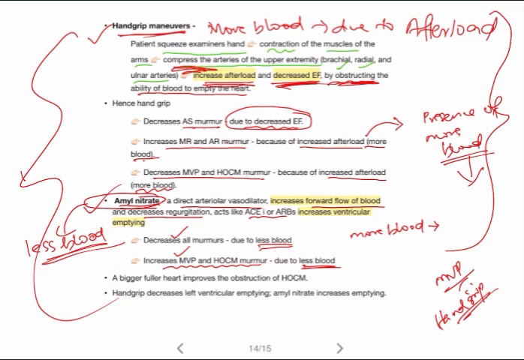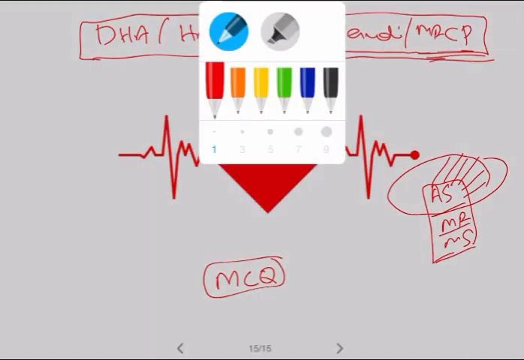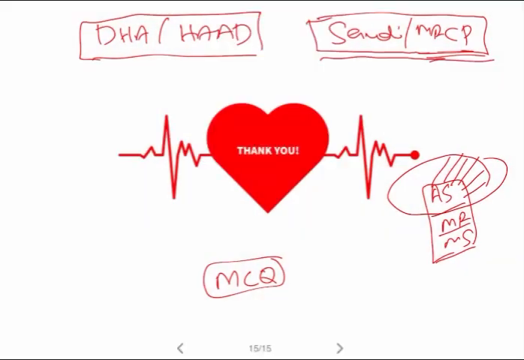So from now on, you will be approaching murmurs in a systematic way, which will be helpful for you to diagnose clinically as well as to tackle MCQs. So I hope the session was good. It is a little lengthy, I know, but I took a little time because the concepts should be clear.